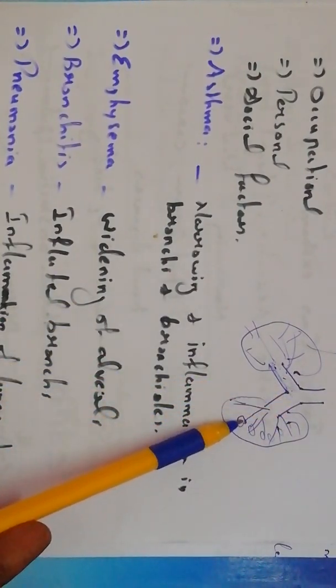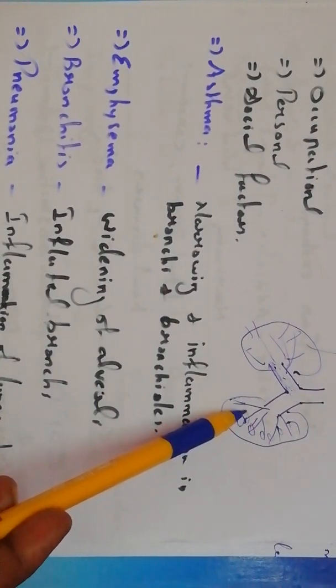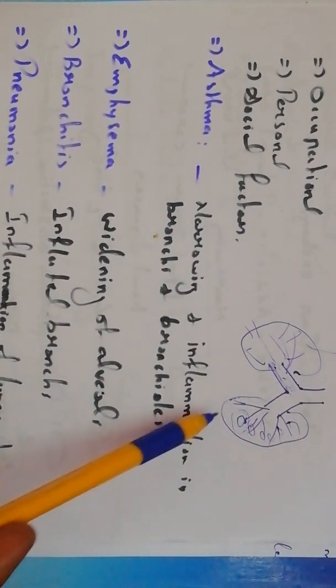And the second one is emphysema. Emphysema means widening of the alveoli. Here we said narrowing earlier, but widening is the opposite for this one. So here the alveoli become wide. The size will increase.